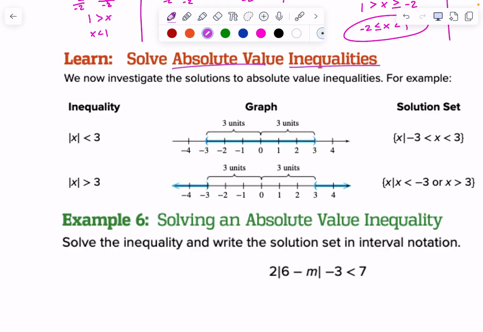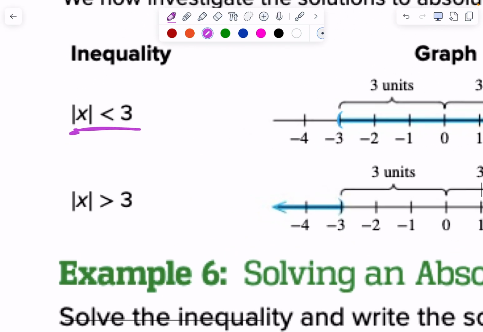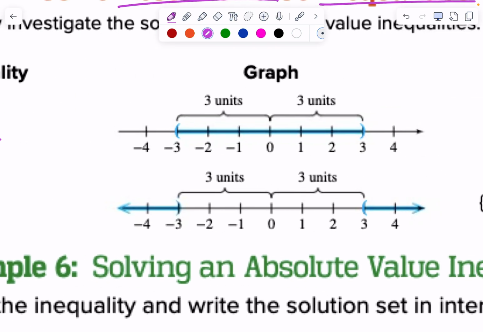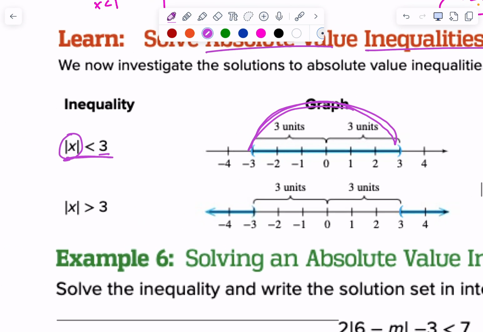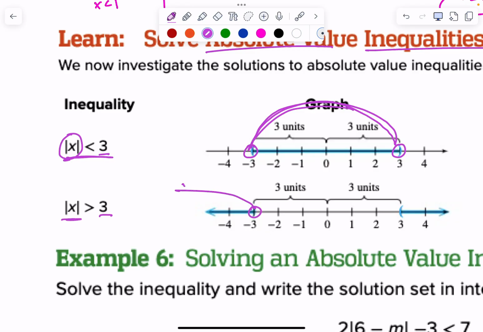All right, so let me just explain to you what this means, right? The absolute value being less than 3, here's what this means. It means that I want to know the distance that is less than 3 away from 0. So that would be all of this group right here, okay? Less than 3 units away from 0 would be from -3 to +3, open circle, because it's not equal to, yeah? If I want to be greater than 3 units away from 0, it's going to be open circle this way and open circle this way, okay?